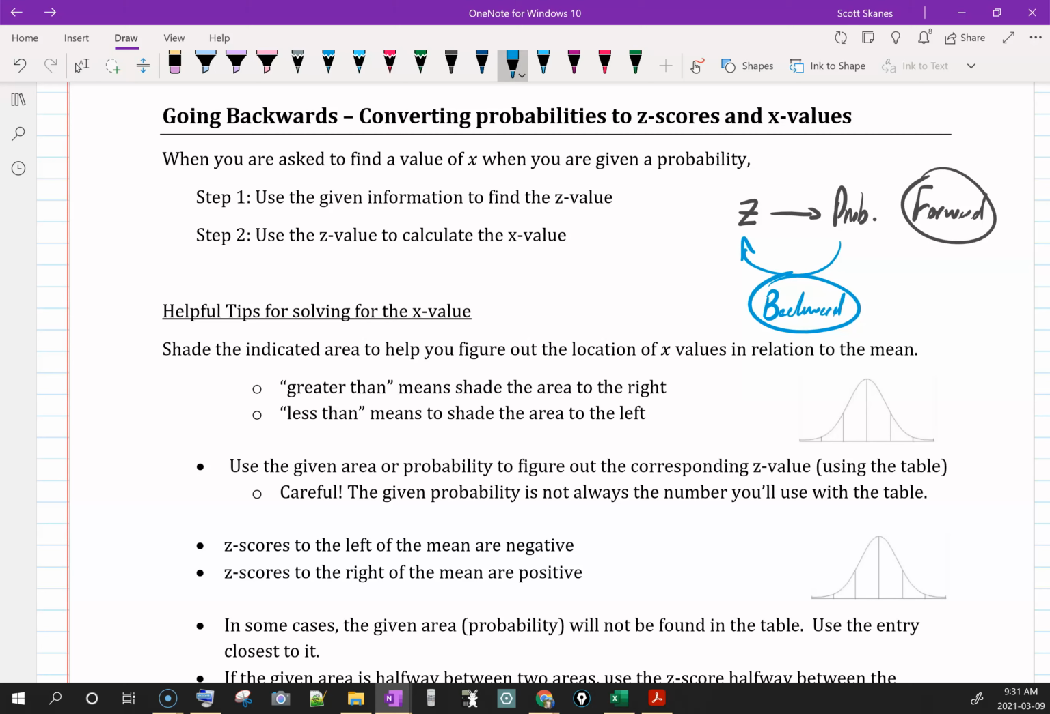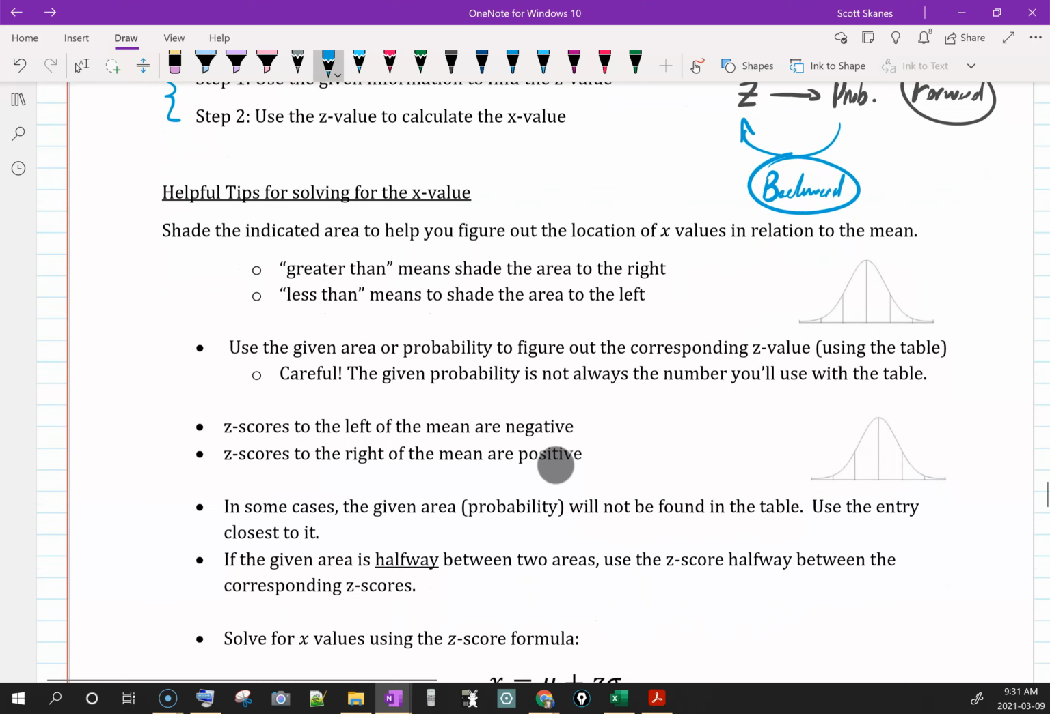And the steps we're going to take are as follows. When you're asked to find a value of x, and you're given a probability, or if you're asked to find the z value, same idea, use the given information to find the z value first, and then use the z value to calculate the x value. So remember, if we have the z value, we can find the x value, and if we have the probability, we can find the z value. It'll make more sense once we actually do the questions.